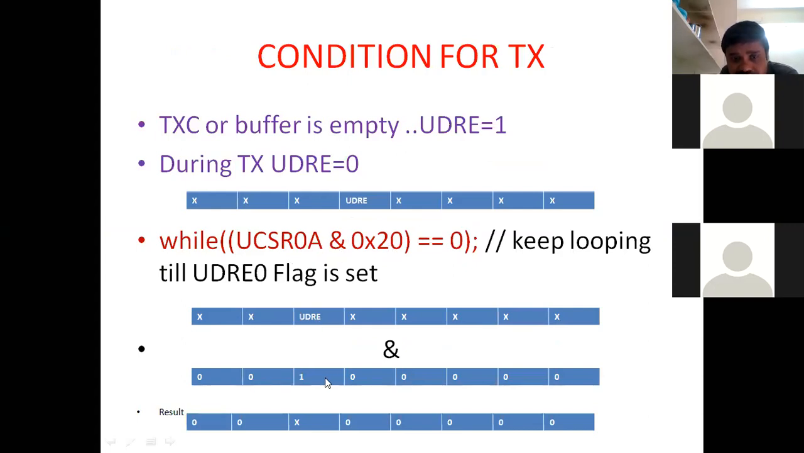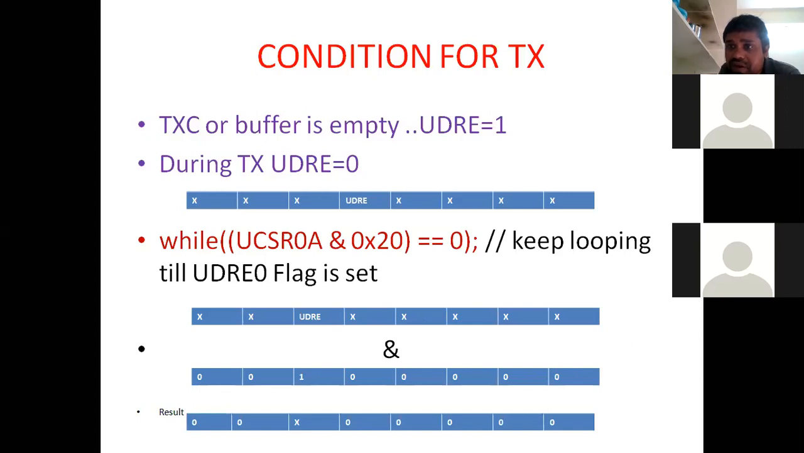0x20 means 0010. If the buffer is empty, meaning there is no data in the buffer, the UDR empty bit equals 1. 1 AND 1 gives the answer 1. Is 1 equal to 0? That is false. So this condition is false when the buffer is empty. Suppose the buffer is full, meaning some data is available, or during transmission the UDR empty bit equals 0. Some data is available or during transmission it actually contains the 8 bits.